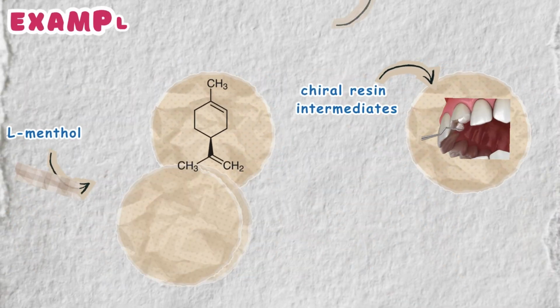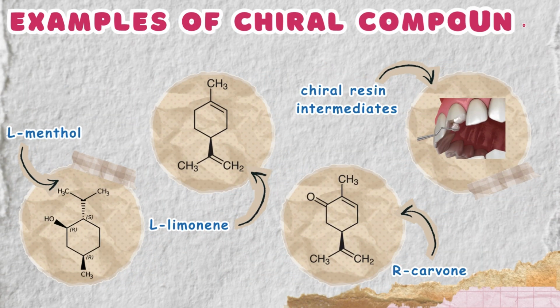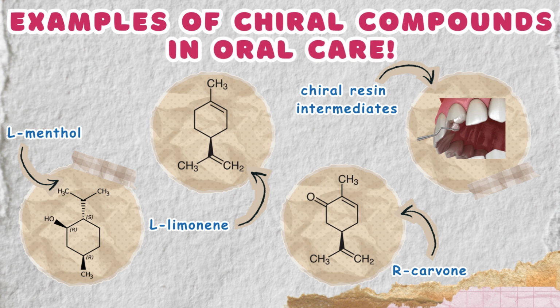And now I'll be talking about some examples of chiral compounds in oral care. The first thing we have again is L-menthol. It provides the minty cooling flavor in toothpaste, mouthwash, and gum. And then we have L-limonene. It is a citrus flavor in toothpaste and gum. And then we have R-carvone. It provides the spearmint flavor in gum and toothpaste.